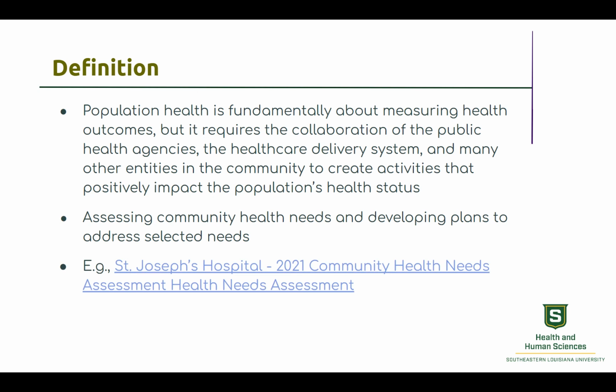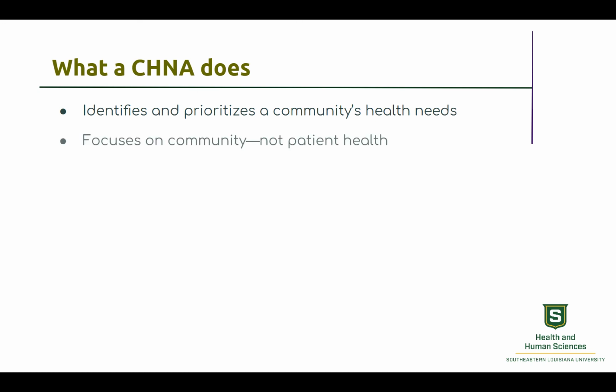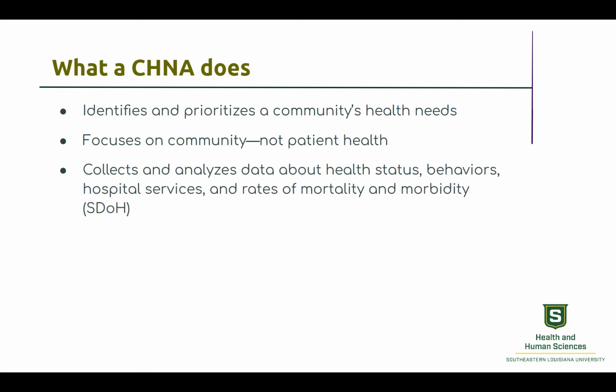So if you click on this link, it will take you to St. Joseph Hospital, what their 2021 Community Needs Assessment did. It will help you picture how that happens in a real life situation. So what does a community needs assessment do? It identifies and prioritizes the community health needs. It focuses on the community, not just individual patient needs, which, with population health management, we're thinking beyond individuals, we're thinking more population. So that is basically how that goes with community needs assessment.